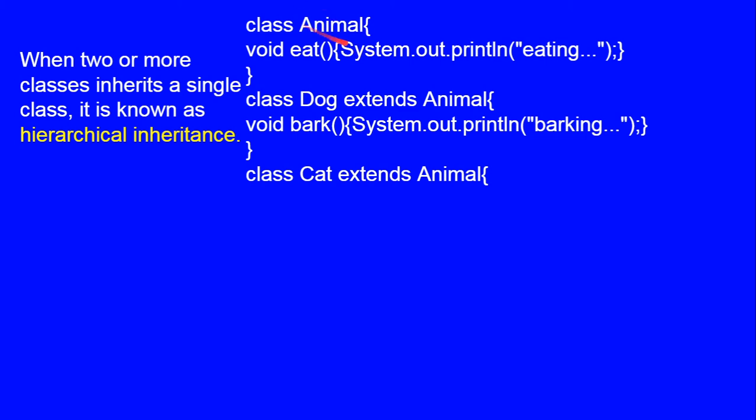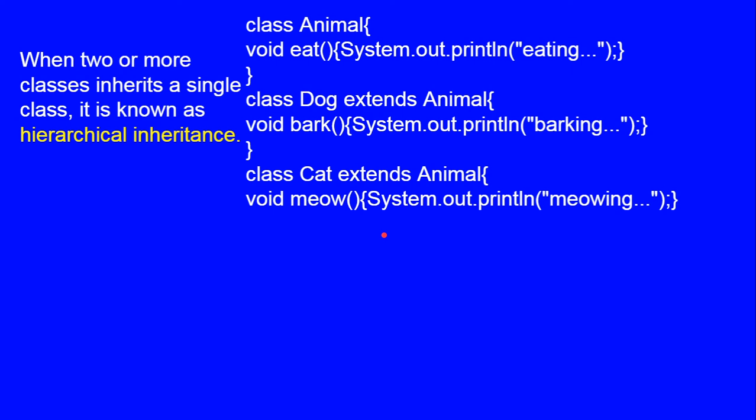That means the Animal class is the single parent class, where Dog is one child and Cat is the other child. So in this example of hierarchical inheritance, the single parent Animal has two child classes, or subclasses, namely Dog and Cat. This is called hierarchical inheritance. And now Cat has the function meow, System.out.println meowing.